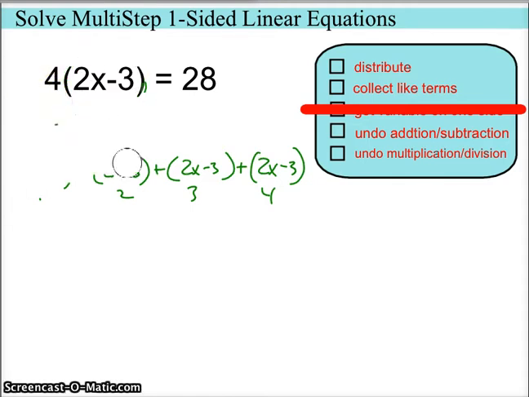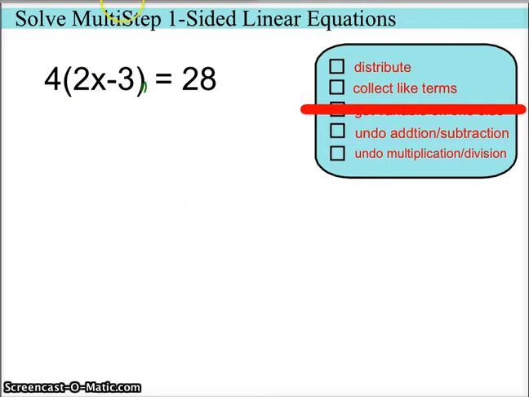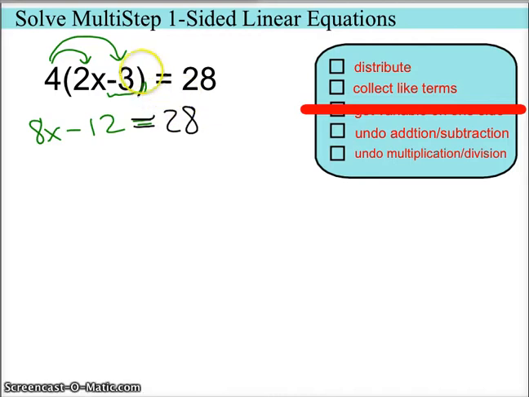So now what we're going to do is use the distribution process to remove the group. We've got 4 groups of 2x, so 4 times 2 is 8, so that gives us 8x. We've got 4 groups of this negative 3, so 4 times negative 3 would be negative 12. And then we're equaling the 28. Now we've got the distribution taken care of.